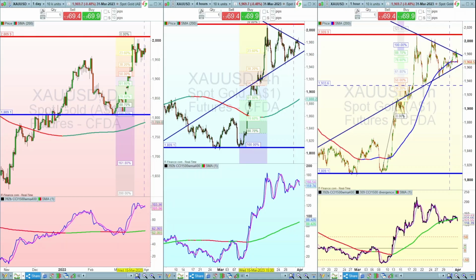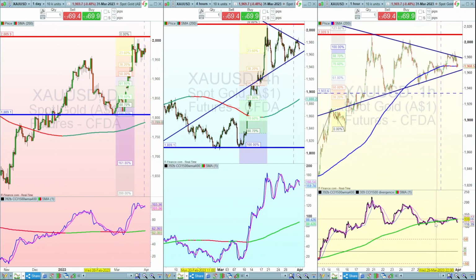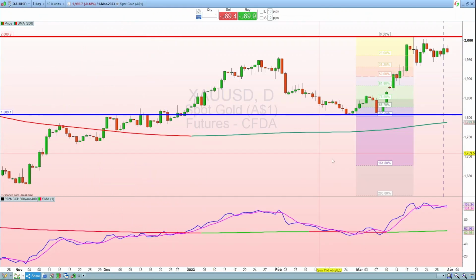Today's April 1st, 2023. This is the spot gold price update. We always look at these three time frames. They've got the daily, the 4 hourly and the hourly. You can see there on the daily and the 4 hourly, the CCI 1500 is in an uptrend with its moving average in an uptrend. That's a moving average 400. And on the hourly, it's sort of fluctuating up and down on that moving average, so it's uncertain where it's going to go, and that's evidenced by this wedge forming, and I'll go to that in more detail. Let's drill down to each of these time frames.